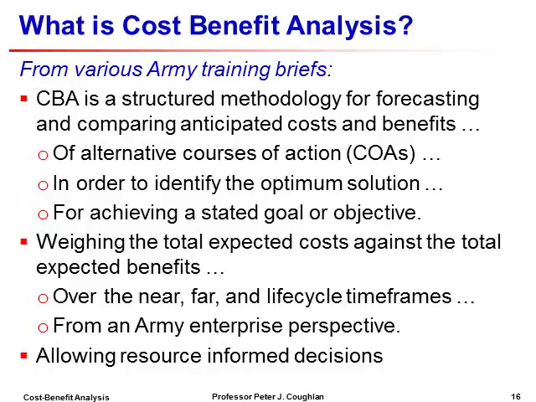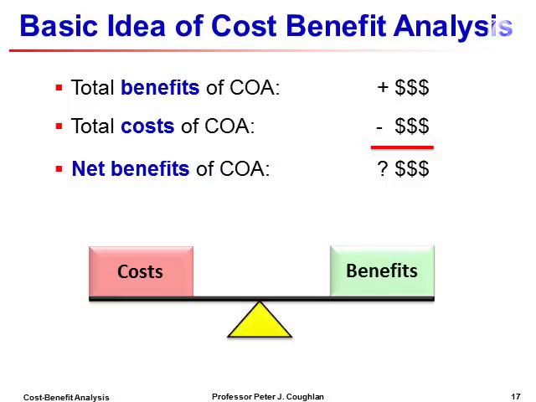And the true basic idea of cost-benefit analysis is pretty simple. Take the benefits of a course of action, subtract the costs of that course of action, and what you're left with are the net benefits of that course of action. Right? And then you choose the course of action which has the greatest net benefits.